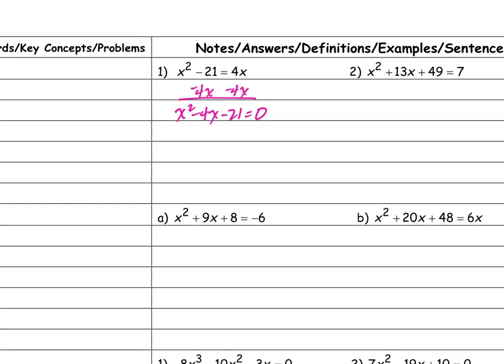Now that everything's on the same side of the equal sign, I'm going to factor. So I need two numbers that multiply to be -21 and add to be -4. So I think that's -7 and +3. So x minus 7 times x plus 3 equals 0. So x minus 7 equals 0 or x plus 3 equals 0. So that means that x is going to equal +7 or -3.